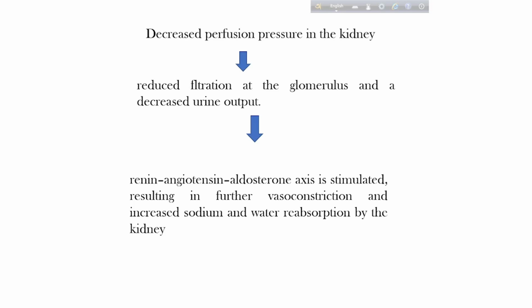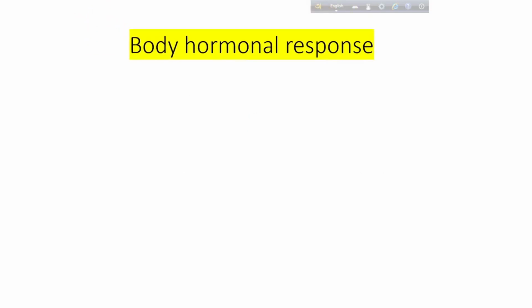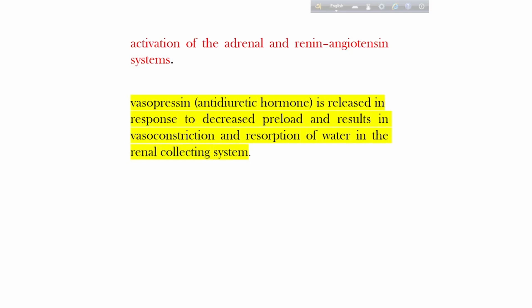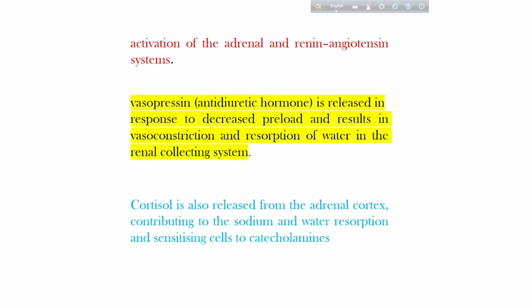So, how does the body's hormonal response occur in shock? Activation of the adrenal and renin-angiotensin system. Vasopressin, antidiuretic hormone, is released in response to decreased fluid and results in vasoconstriction and resorption of water in the renal collecting system. And cortisol is also released from the adrenal cortex, contributing to sodium and water resorption and sensitizing cells to catecholamines.